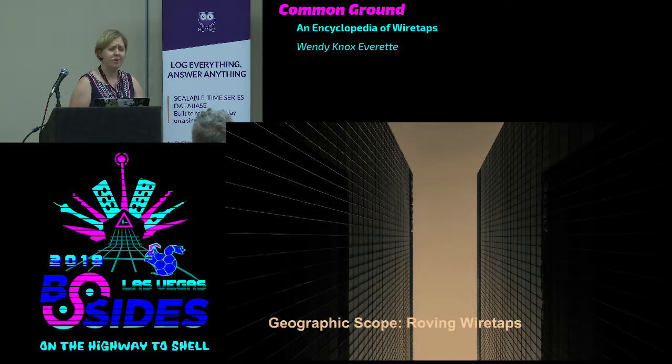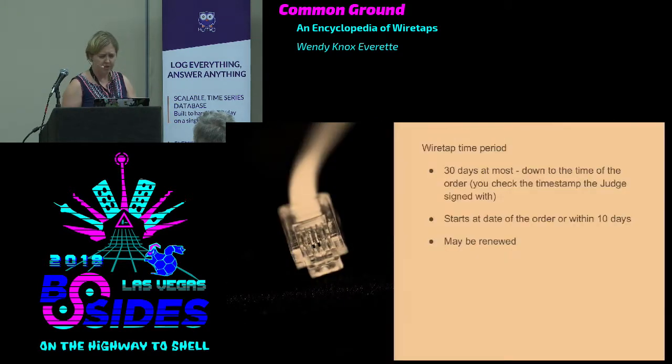Our tech kind of breaks this. If you have a wiretap on an internet service, it's kind of hard to tie that to geography. But there's a whole concept of roving wiretaps. I don't want to dive too far into it, but you can certainly Google and look up some of this. Time period: when I said PRTTs are 60 days, a wiretap is 30 days at most.